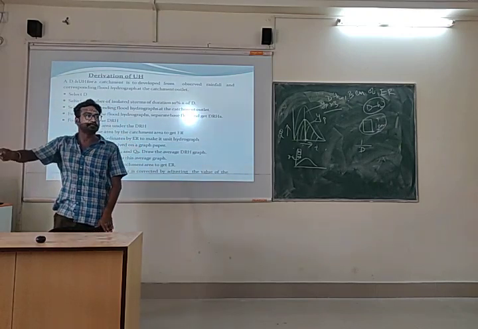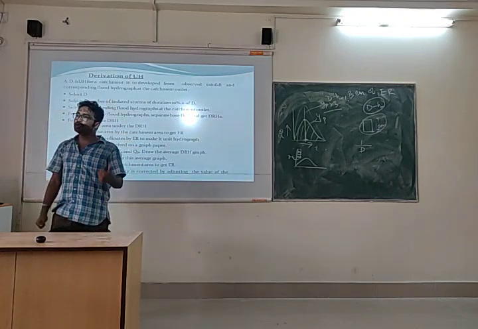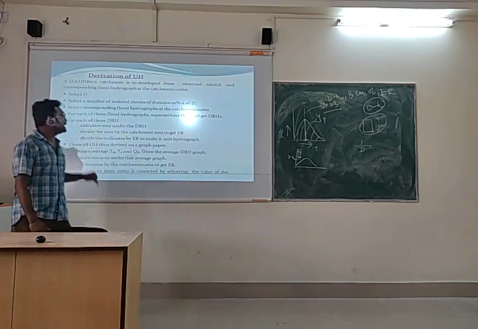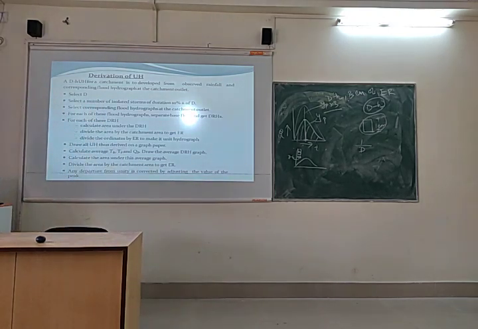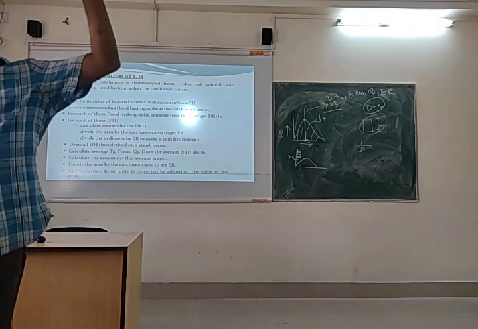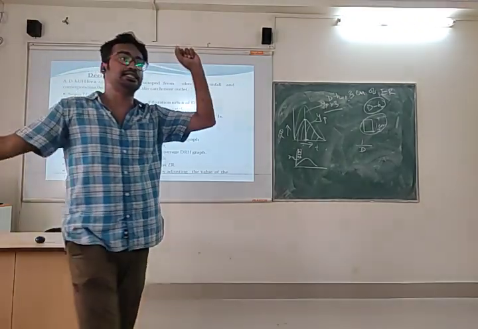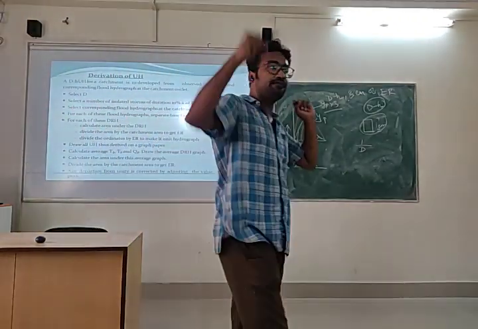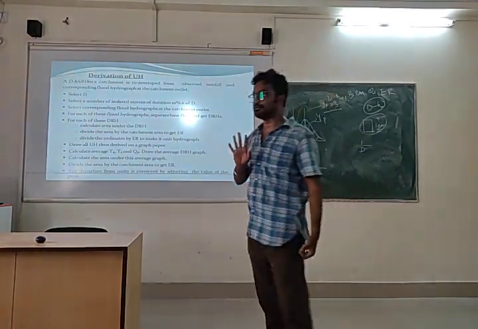So we will select those sorts of precipitations, right? So we know the precipitation values. Next, for each of these, select the corresponding flood hydrographs at the catchment outlet. So if we know the precipitations and if we measure the discharges at the streams, we can find out the flood hydrograph.